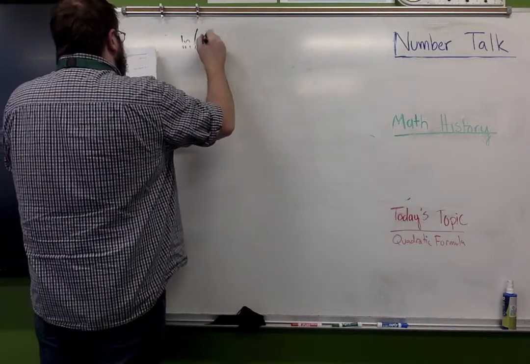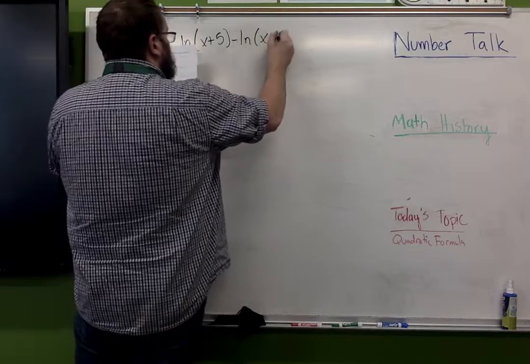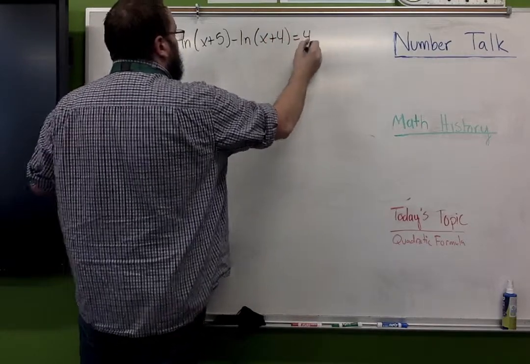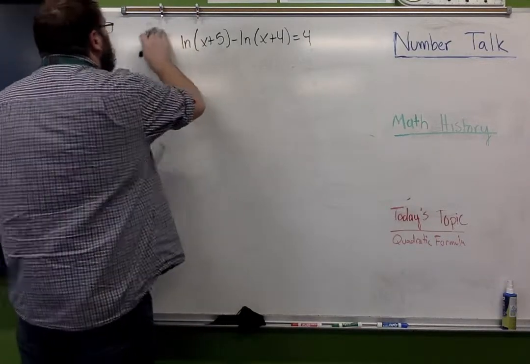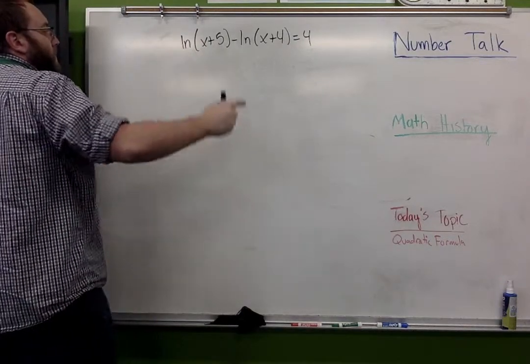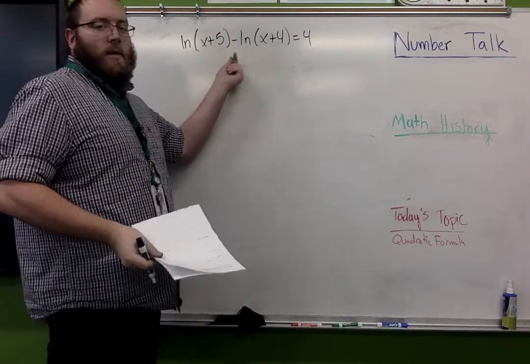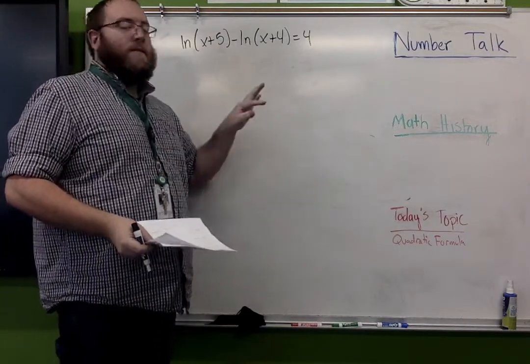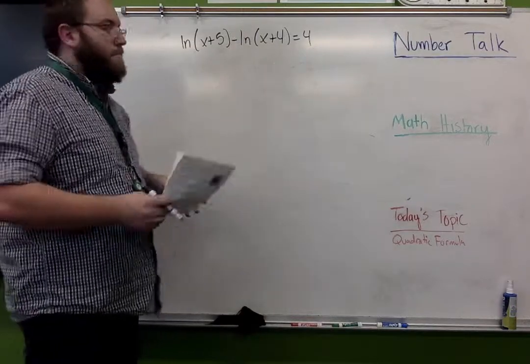Here. Natural log of x plus 5 minus natural log of x plus 4 is equal to 4. Ooh, this is a fun one. Got to combine into one logarithm. So we need to condense and then convert, because there's not a logarithm over here. So we're going to have to convert.